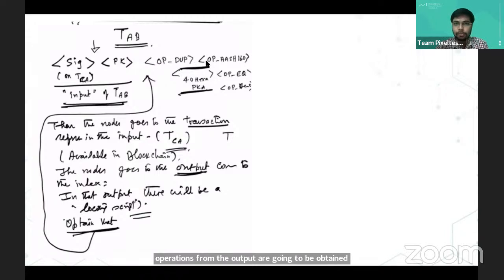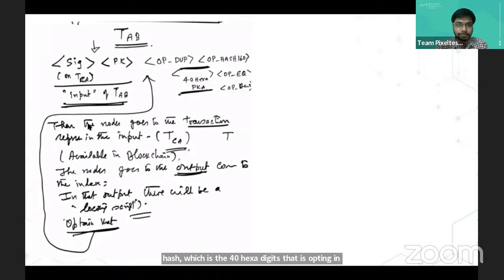So first OP_DUP, OP_HASH160, OP_EQUALVERIFY, OP_CHECKSIG. These are all commonly obtained because that's a generic structure. But the public key hash, which is the 40 hexa digits, is obtained in this particular fashion.